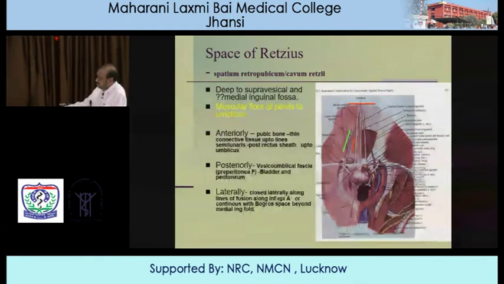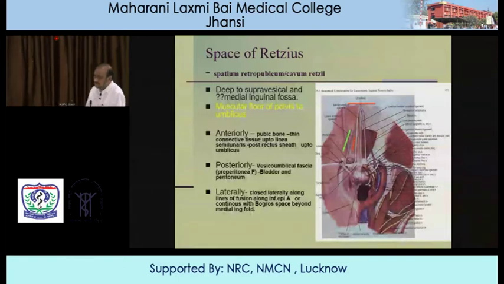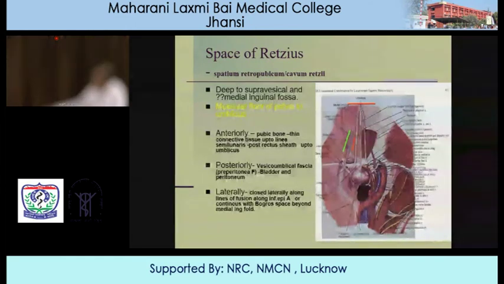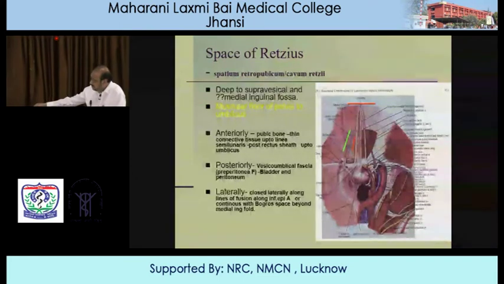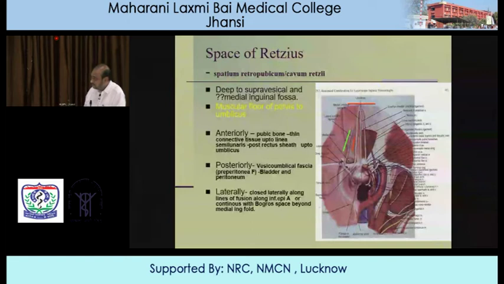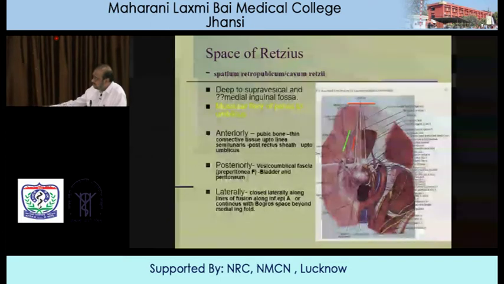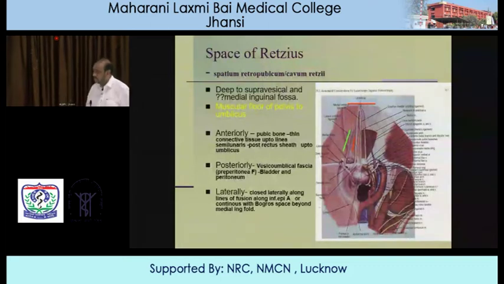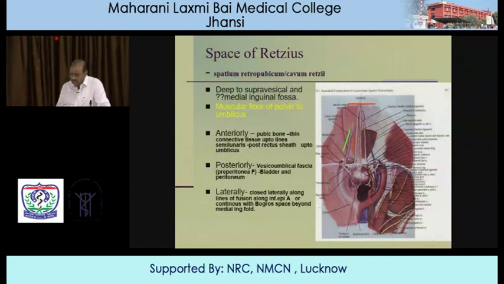So, posteriorly was lying the vesico umbilical fascia. All these fascia, all these spaces, where are they? Between layer number 2 and the peritoneum. That's layer number 3, which has got all these spaces. So what's lying posteriorly? The vesico umbilical fascia going from the bladder and the peritoneum right up to the umbilicus. Laterally, along the lines of fusion, you have the inferior epigastric artery. And of course anteriorly the pubic bone, and then right up to the rectus, the posterior sheath up to the umbilicus. Now this was a very important space. That's the space of Retzius. The whole thing, the space of Retzius.